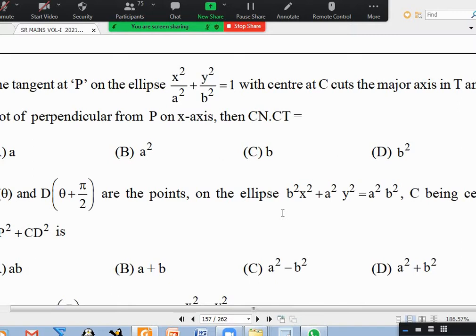You have done like this only, good. Okay, I'm just telling an objective method. When theta is 0, point P will be the end of the major axis, point D will be the end of the minor axis, CP will be semi-major axis A square, CD will be semi-minor axis B square, you will get A square plus B square.